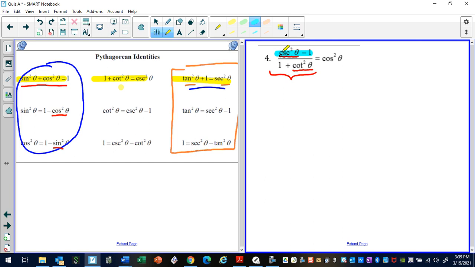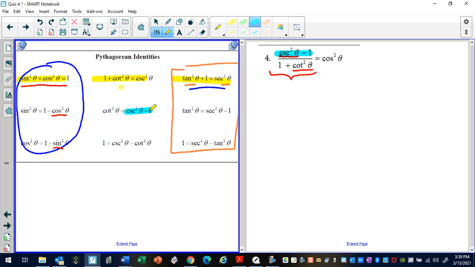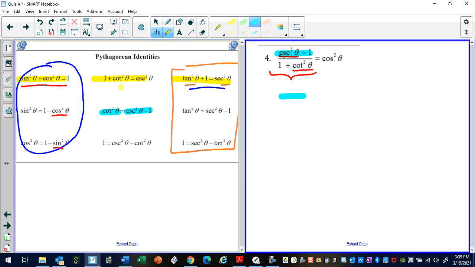This is a Pythagorean identity. Cosecant squared theta minus 1 is equal to cotangent squared. I need you to recognize those. I need you to have your little detective badges out and see that guy and use it because it's going to save you a ton of work. Some of you are really going to kick yourself when I show you the final steps here.